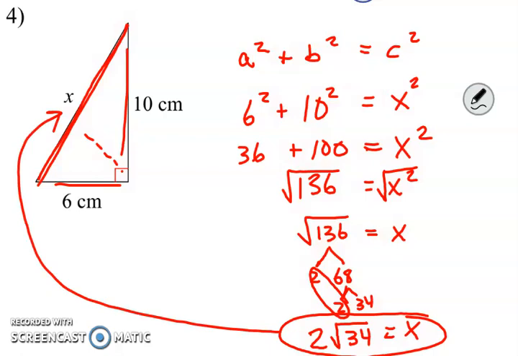If you wanted to plug it into a calculator to get a better estimate, that would be fine. But if we're looking to find it in the simplest radical form, we would leave it as 2 times the square root of 34.